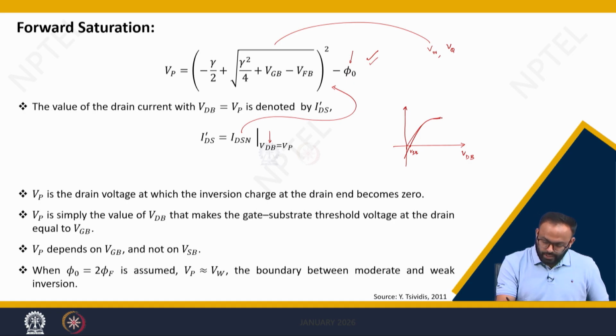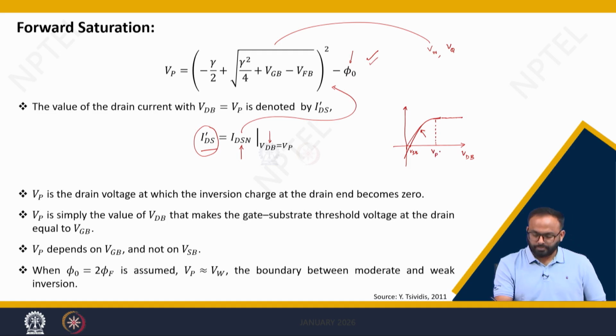So I can define the value of the saturation current as IDS dash. Please remember these notations, because we are going to use them in our subsequent lectures, where IDS is defined as the saturation current. It means the current beyond this point, and IDSN is the non-saturation current, which is the current below this point, and this is the point which we call the pinch off voltage in terms of VDB, correct.